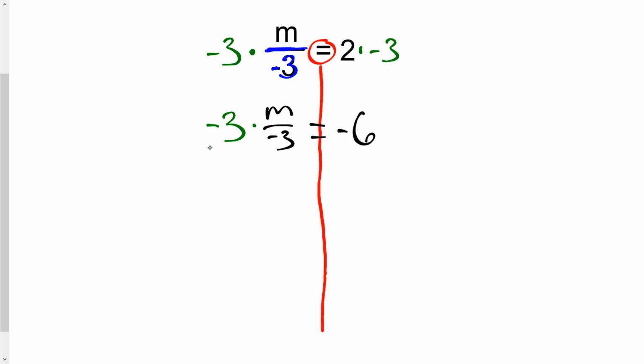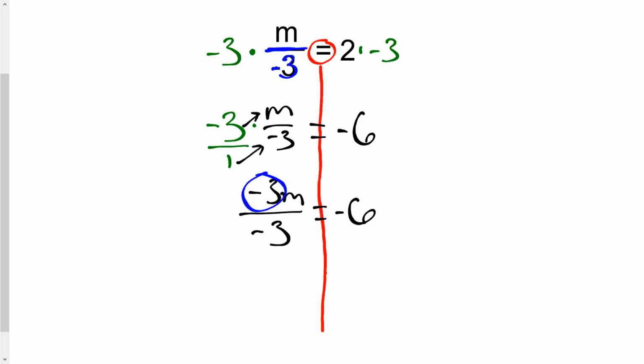Negative 3 has to be rewritten as negative 3 over 1 so that we can actually multiply these fractions. And then multiply straight across. Negative 3 times m is negative 3m. 1 times negative 3 is just negative 3. Bring down the rest of my equation here.